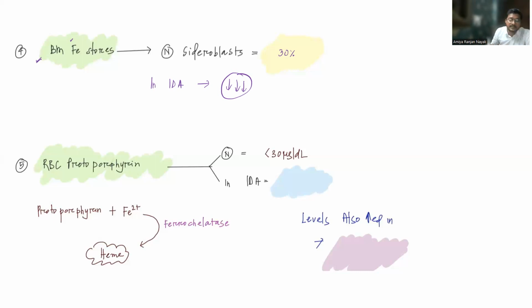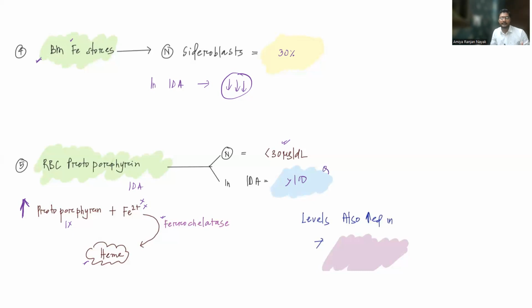The next one is the red blood cell protoporphyrin level. As we discussed previously in heme synthesis, what is the last intermediate of heme synthesis? Protoporphyrin 9. Protoporphyrin 9 will bind to the iron molecule with the help of the enzyme ferrochelatase, and they will make the heme. So in iron deficiency anemia, if we do not have this iron molecule, the levels of protoporphyrin will increase. Normally the red cell protoporphyrin level is less than 30 microgram per deciliter. However, in iron deficiency anemia, this will be more than 100 microgram per deciliter.